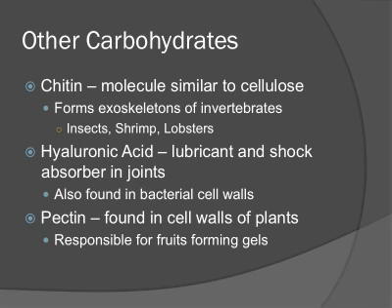We also have hyaluronic acid. Basically this is a lubricant and shock absorber in joints. It can also be found in bacterial cell walls, to give the ability to change shape without causing a lot of harm to your body. And then the last one is pectin. This is often found in cell walls of plants, and this is actually what is responsible for fruits forming gels. For instance, when you're making strawberry jelly or grape jelly, this carbohydrate pectin is what is actually responsible for causing it to gel up through that process.